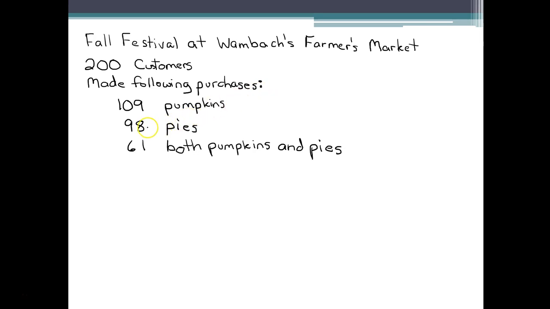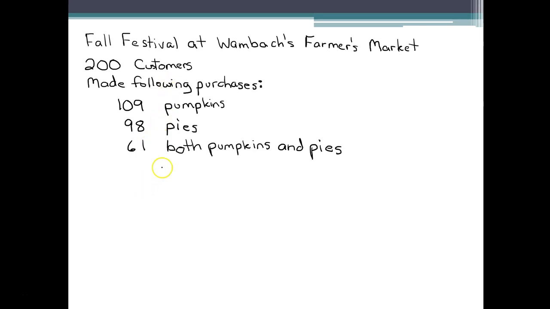Usually in my face-to-face classes, pretty quickly a student pipes up and goes, wait a minute. Right here, 109 and 98 add up to more than 200. They add up to 207. They haven't even included the 61 yet, which would add up to 268. Something doesn't make sense. Well, true and false. It does look like something's off at first glance, but it does make sense, and I'll explain in a minute.